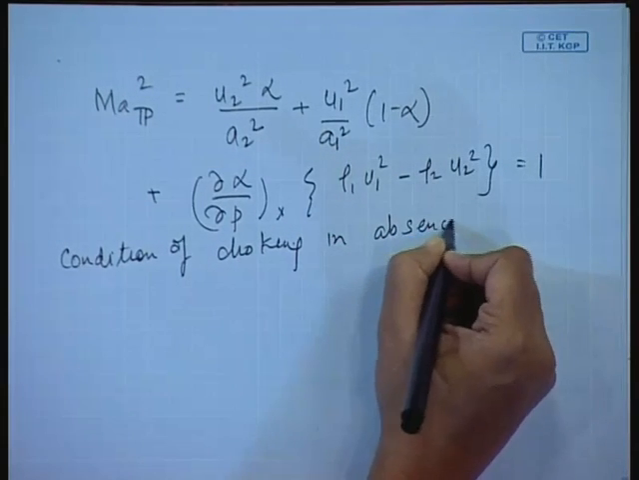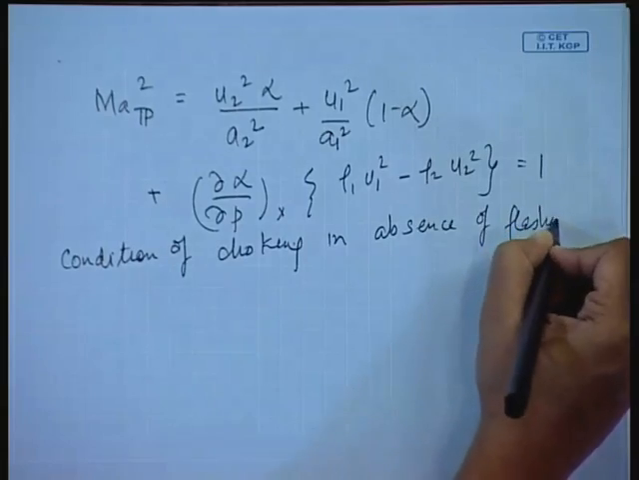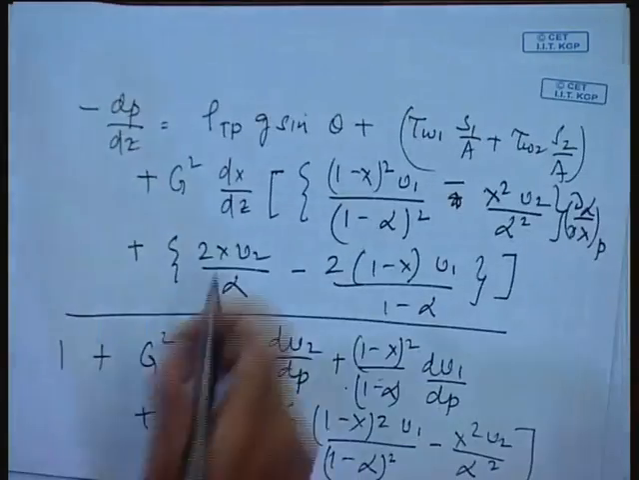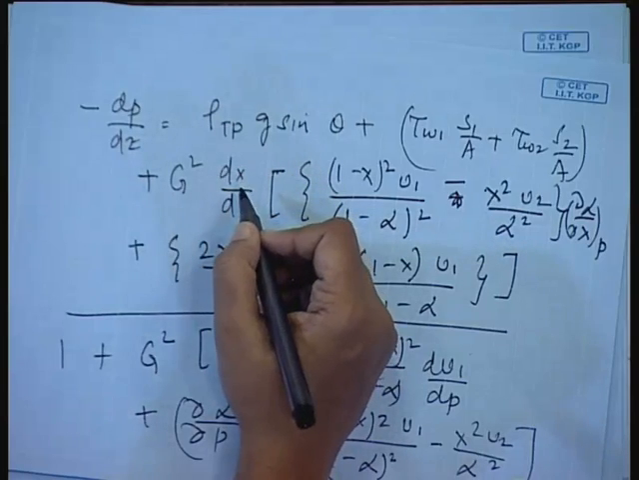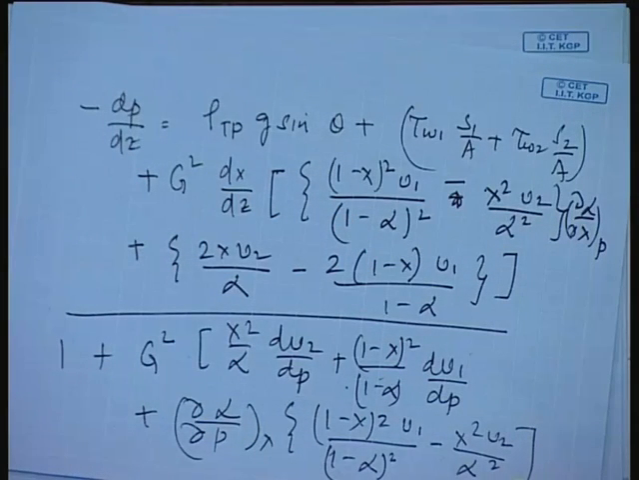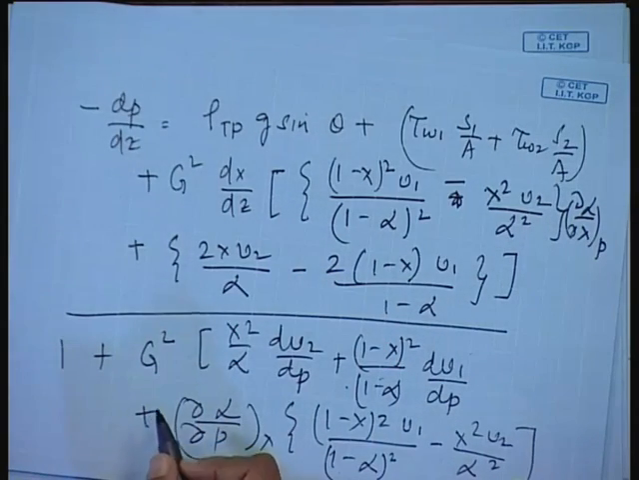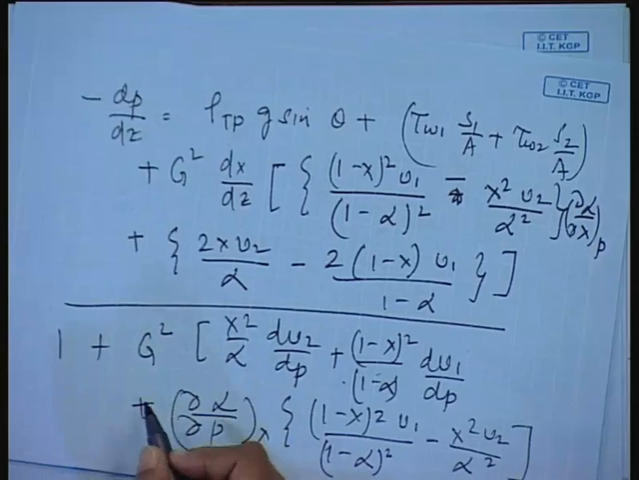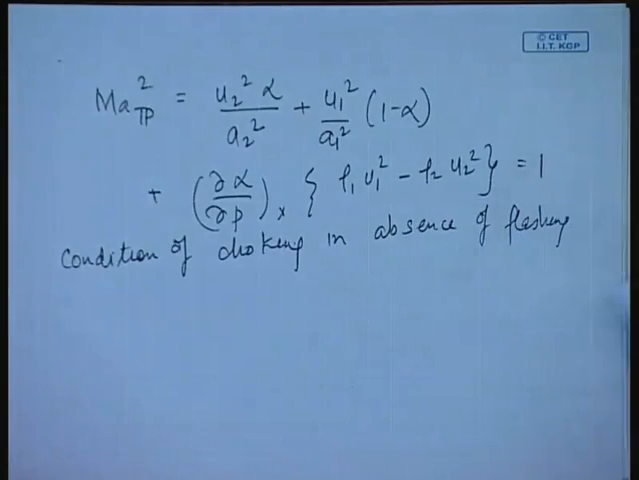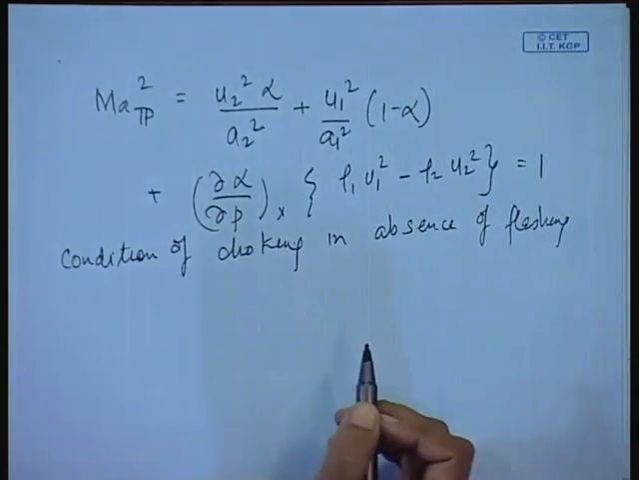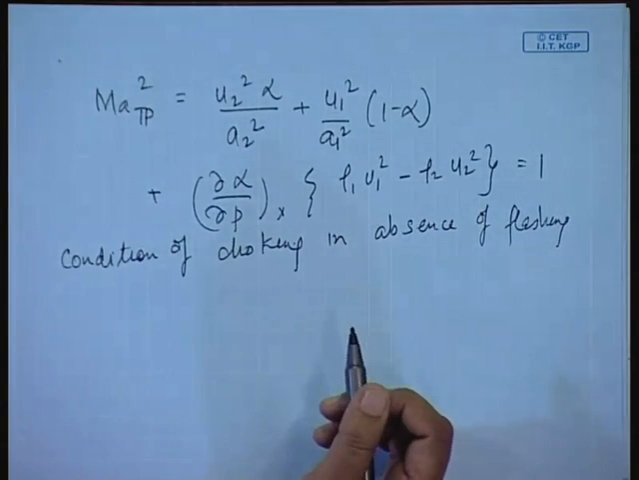Now, when we have flashing, what happens? Under those circumstances, this dx/dz has to be written as a function of h and p, as we had done in the previous case, and therefore in the denominator certain terms like del x/del p at constant h, along with some associated terms, will also come. Accordingly, the condition of choking will be different in the presence of flashing. That I am not deducing; it has been left as a home assignment for you, to deduce the condition of choking in the presence of flashing.